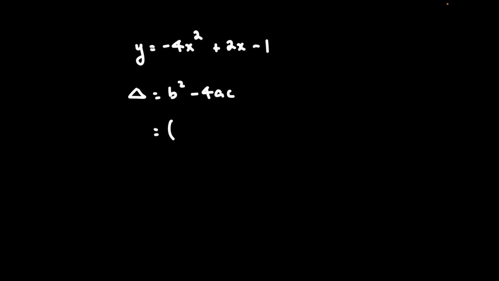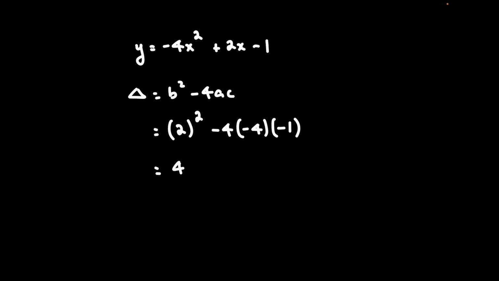I'd like you to work out how many x-intercepts this following equation has. No sketching, no graphing, just looking at the equation here. Well, first let's work out the discriminant. The discriminant is simply b squared minus 4ac. The value for b in this question is the coefficient of x, which is 2. So it's 2 squared minus 4 times the value of a, which is the coefficient of x squared, or minus 4, times the constant, which is minus 1.